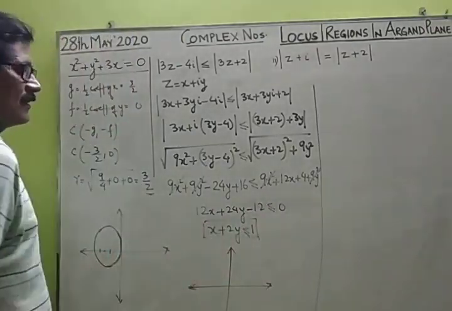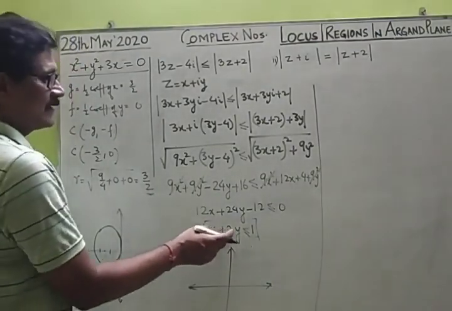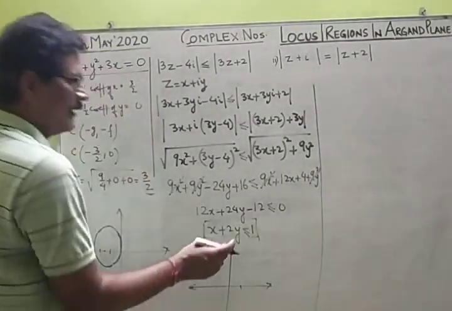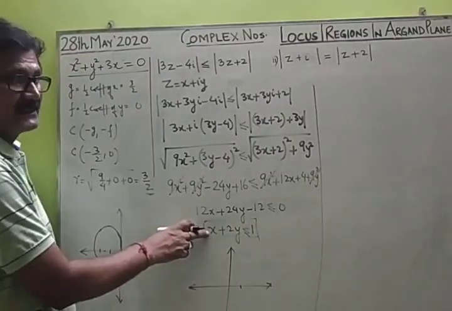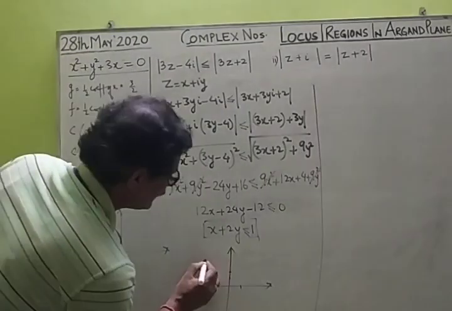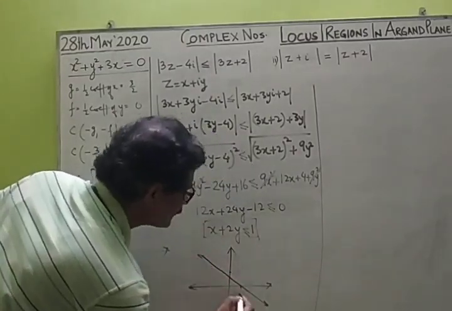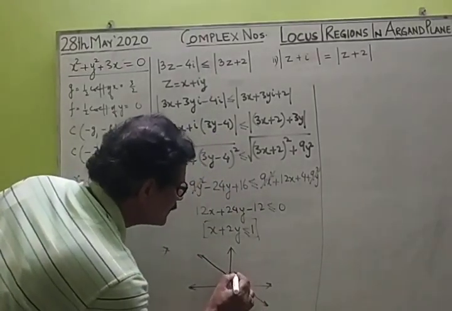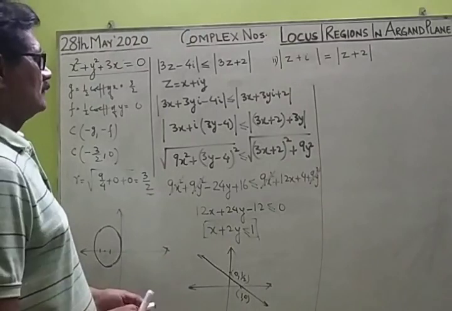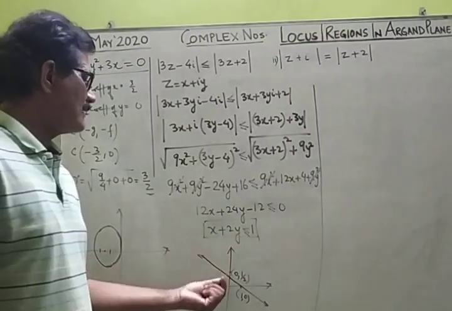Now, when we show this line on the plane, where does it intersect the x-axis? Putting y as 0, it intersects the x-axis at point 1. And where does it intersect the y-axis? Substituting x as 0, we get it intersects at 1 by 2. So 1 by 2 is here. So this line is the line passing through the points 1 comma 0 and 0 comma 1 by 2. Now we have shifted everything to the other side, so we find these points. Now, does the origin satisfy this equation?